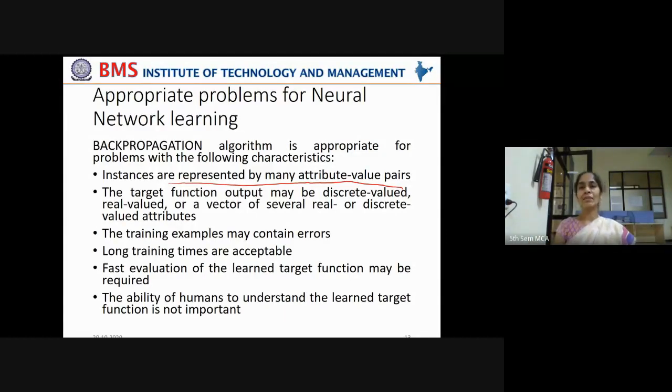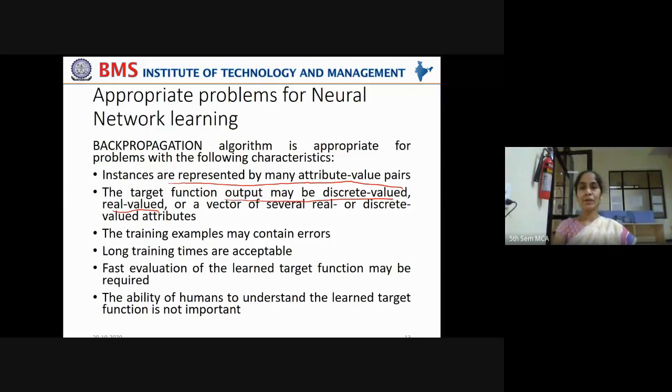If you take this ALVINN system example, all the input is given in the form of pixels. For this pixel, this is the intensity. For this pixel, this is the intensity. It is in the form of attribute-value pairs, right? For such cases, artificial neural networks are quite suitable. And the target function output may be discrete valued. It can be yes or no, male or female, reliable or not, genuine or not, like that.